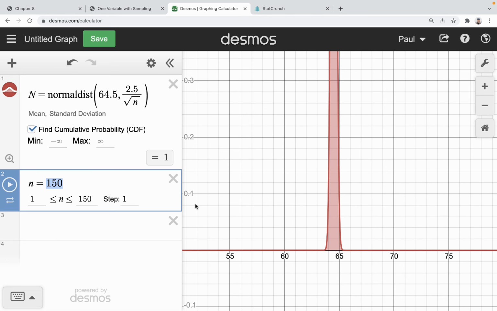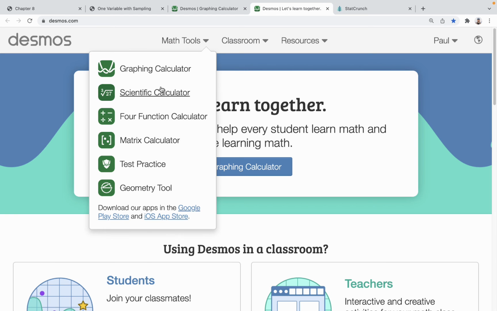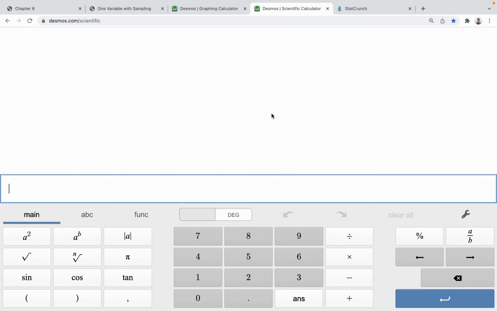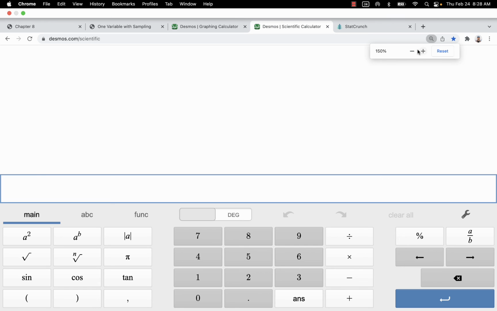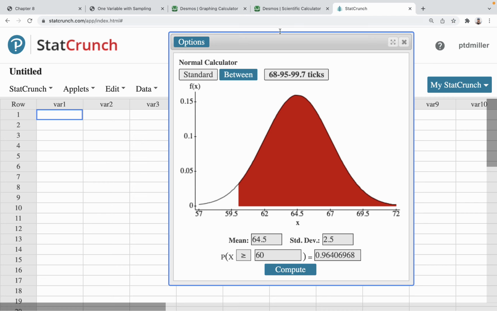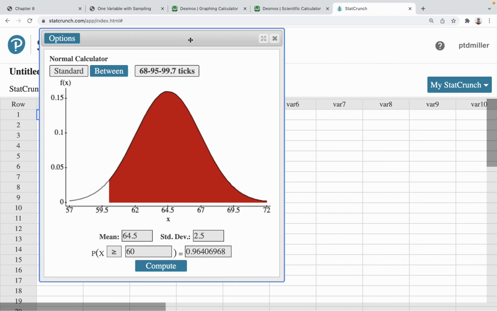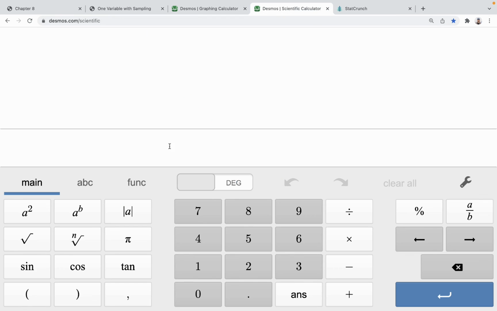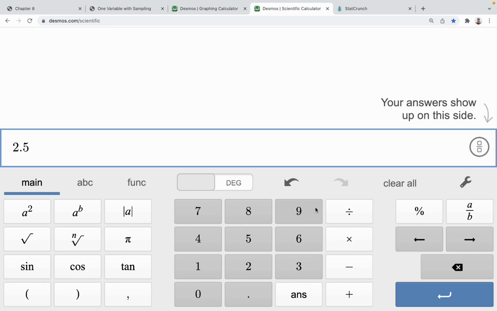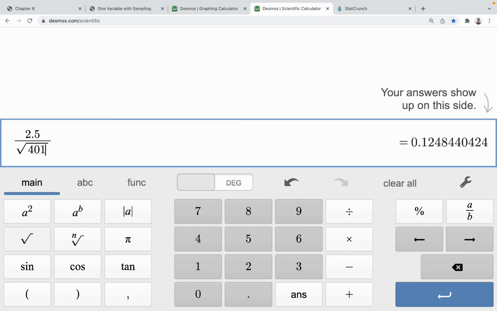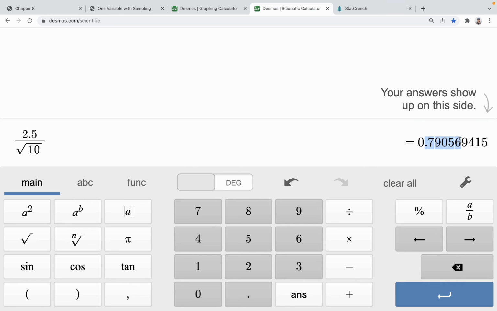To do this in StatCrunch, you do have to do a little bit of extra work on paper. So I'm going to use the scientific calculator here to show you those steps. Here's StatCrunch. This was the original distribution. Now what I'm going to do is just change the standard deviation. So if I have a sample of 10, then I need to take 2.5 divided by the square root of 10. And now this will be the standard deviation of the sampling distribution.